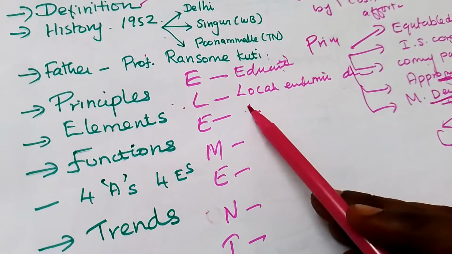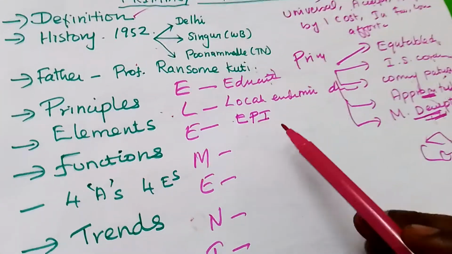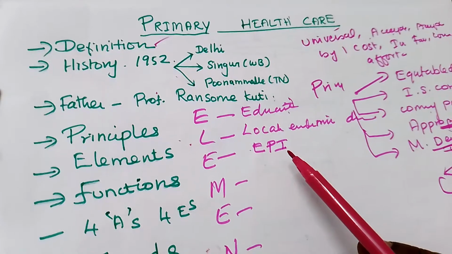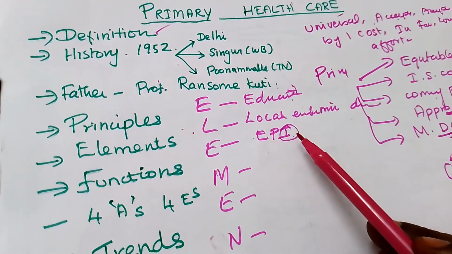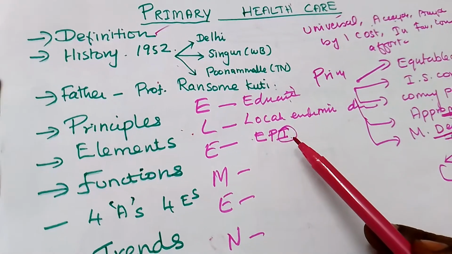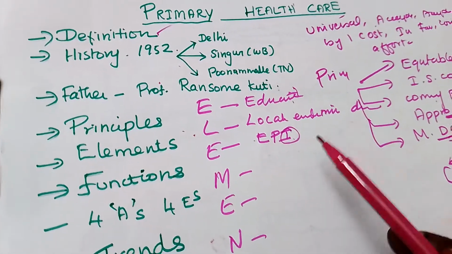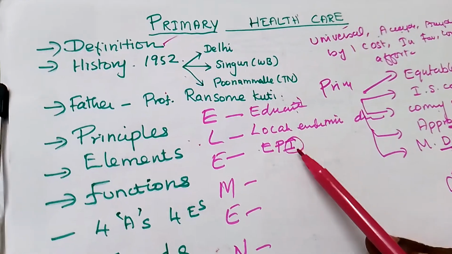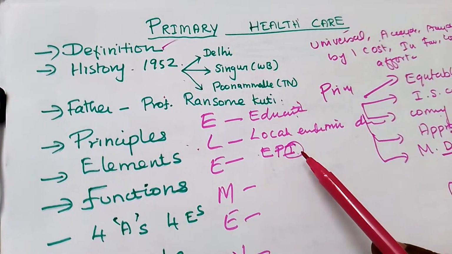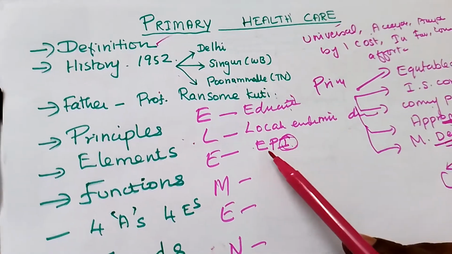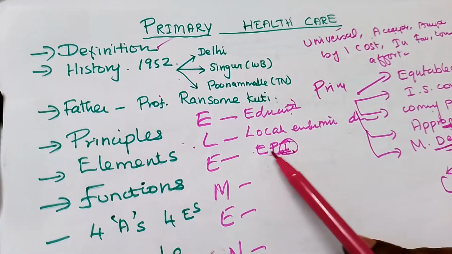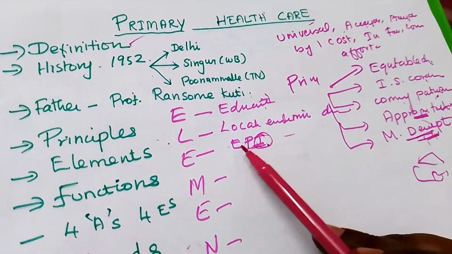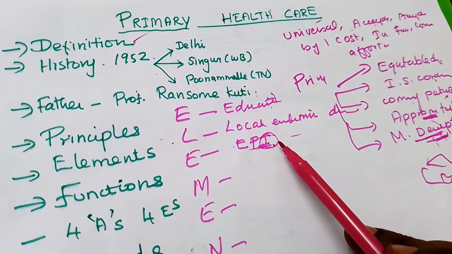Another E, you can remember with another mnemonic: EPI. What is EPI? It's expanded program of immunization. With immunization we have controlled a lot of diseases. My father had 7 or 8 brothers and sisters, and now only 3 are alive, because they died of smallpox. Now the immunization program is very effective after implementing EPI. Now children do not die of smallpox. We have eradicated smallpox, mainly by the EPI program.